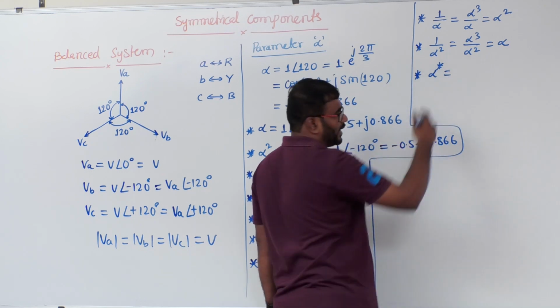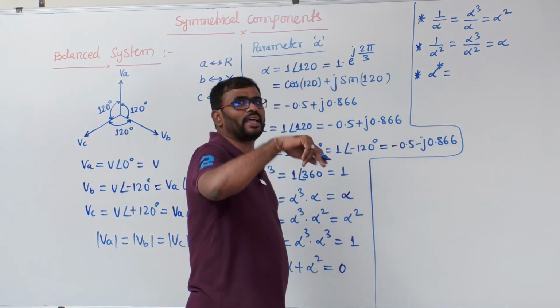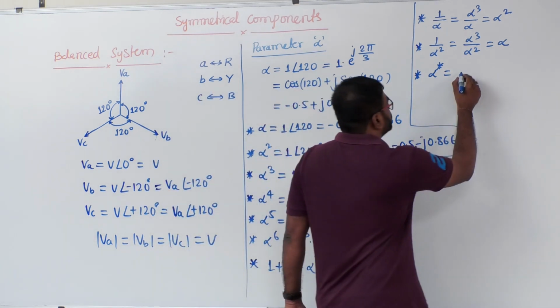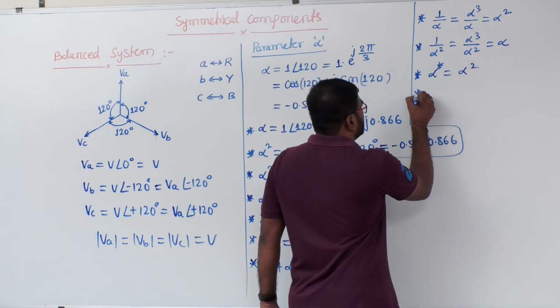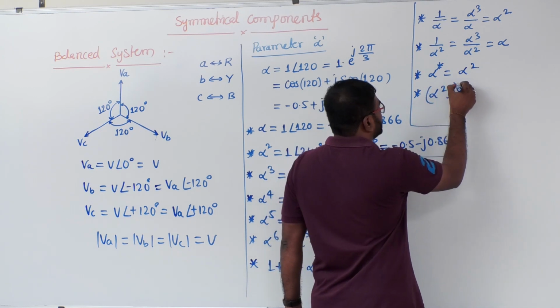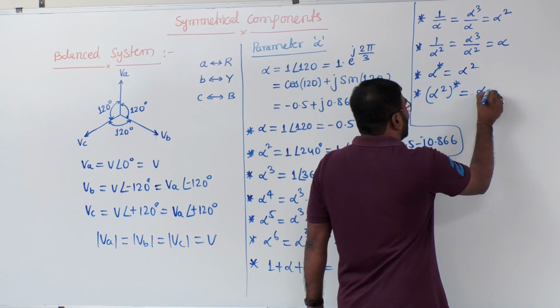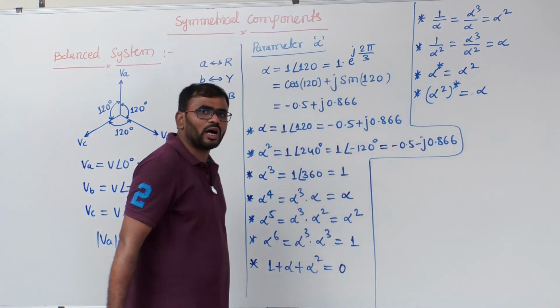Now, what is alpha conjugate? Actually, alpha is 1 at an angle 120. Alpha conjugate means 1 at an angle minus 120. What is 1 at an angle minus 120? Alpha square. So, alpha conjugate is alpha square. Suppose if it is alpha square conjugate, that is what? Alpha. Alpha square conjugate will be alpha.